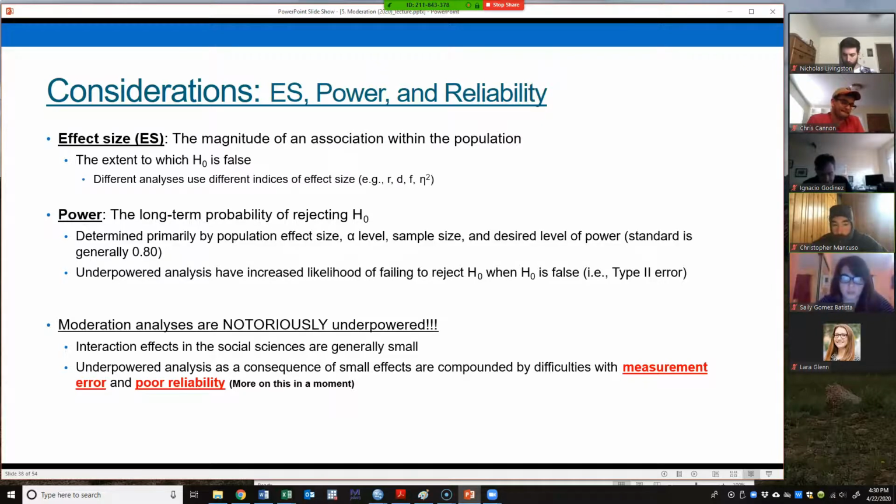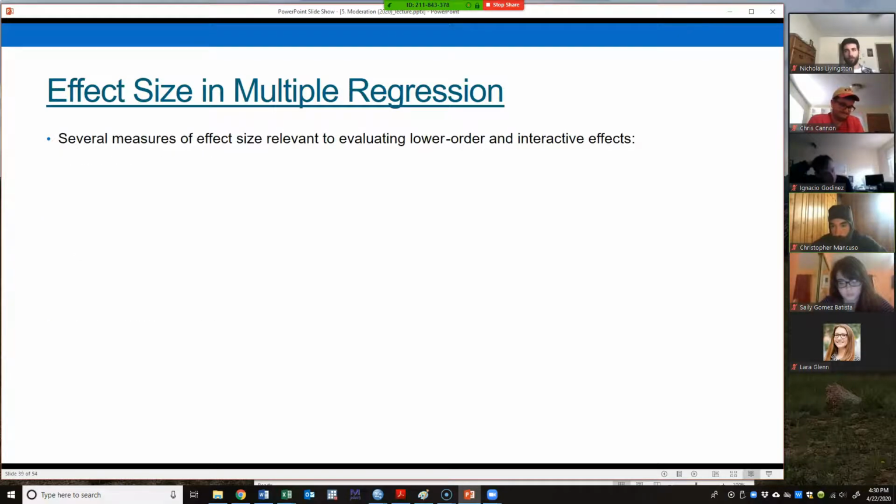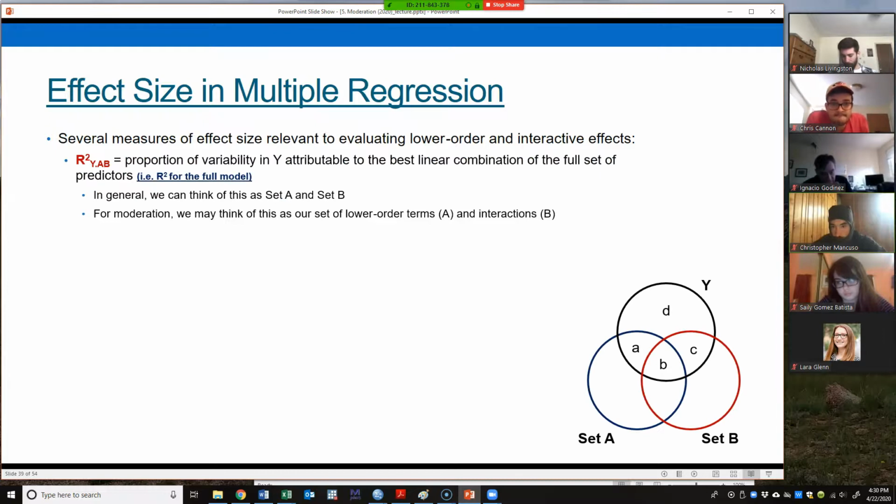Okay, so because of all of these things, anytime we're thinking about conducting any type of moderation analyses, we should recognize that our power to detect those effects is likely going to be very slim unless we've got really large samples and also really good methods. Okay. So we're thinking about effect size in our multiple regression. There are a number of different effect size estimates that we can use to look at low order interactive effects.